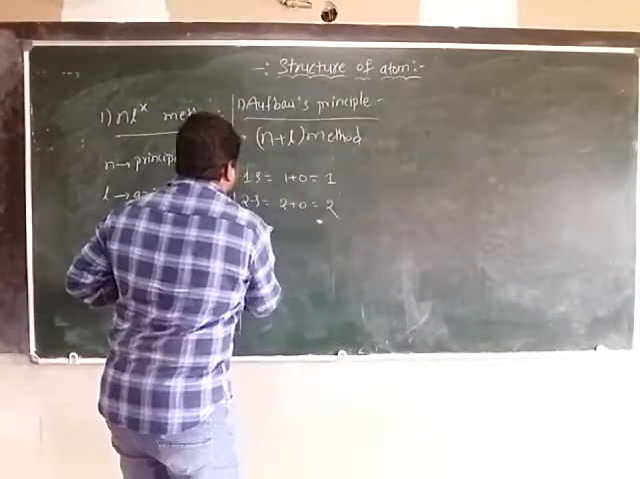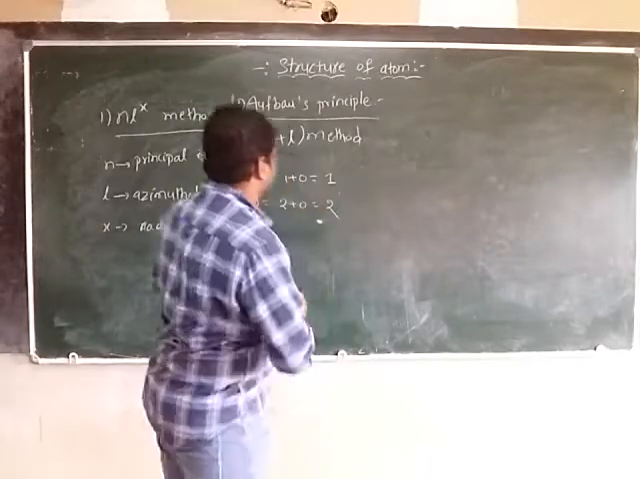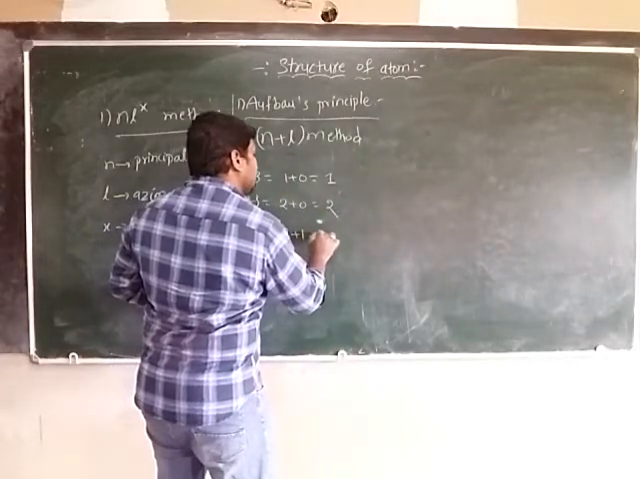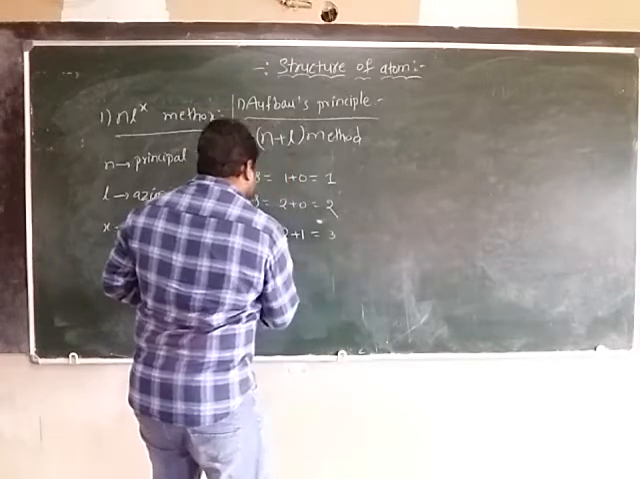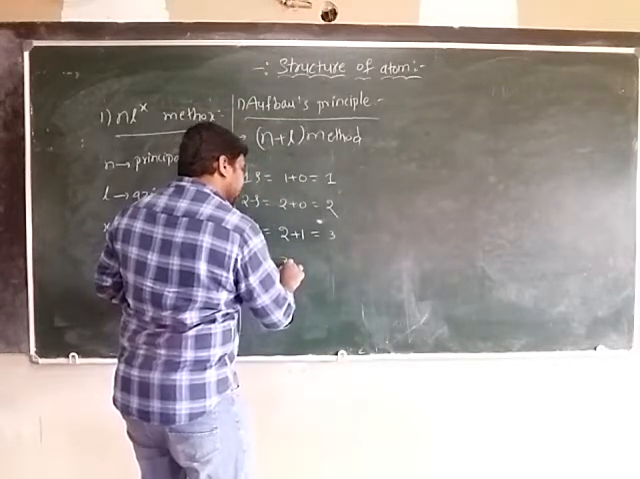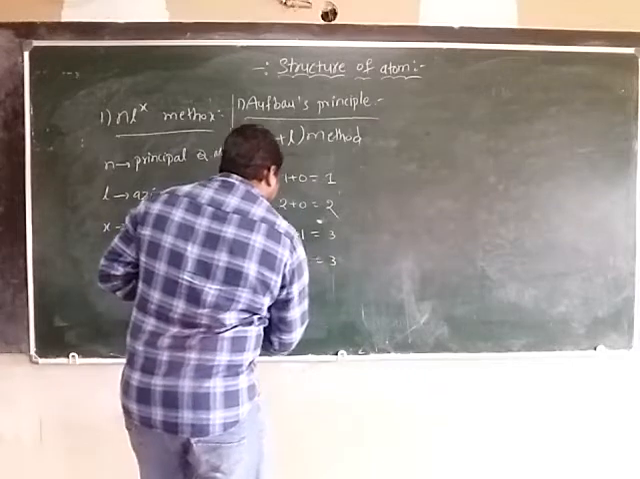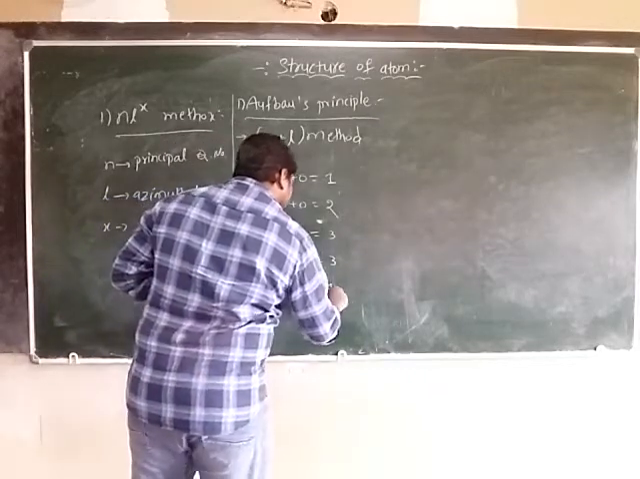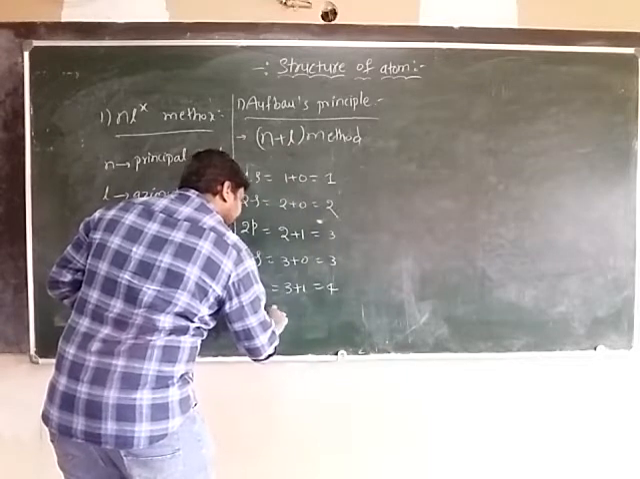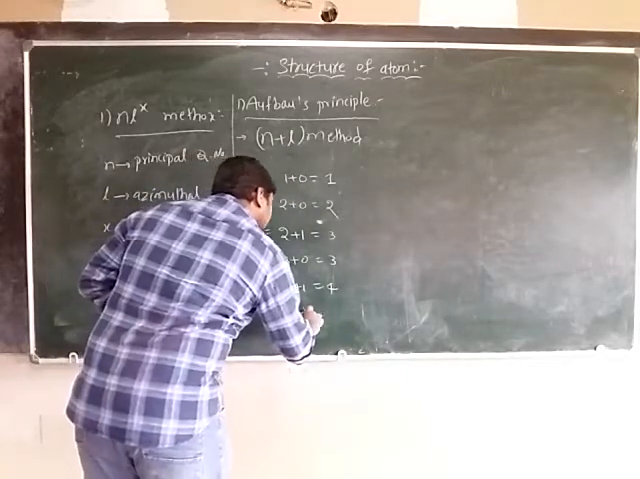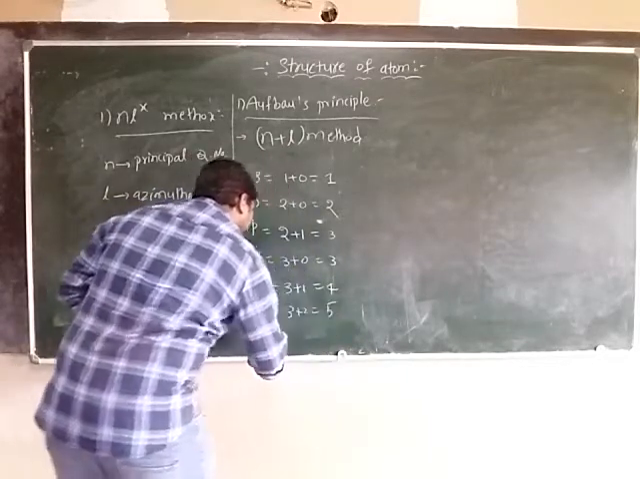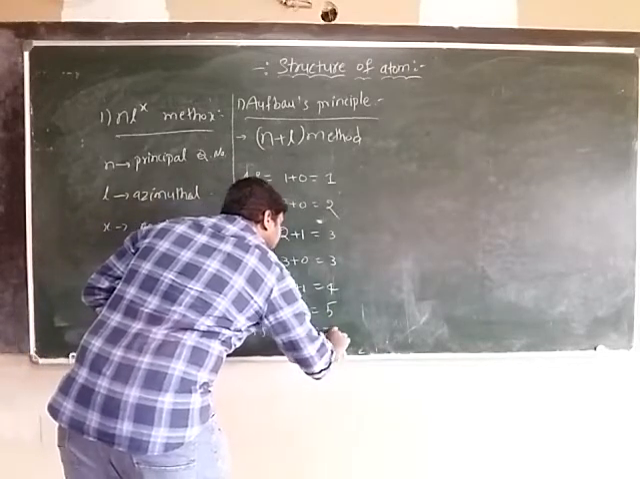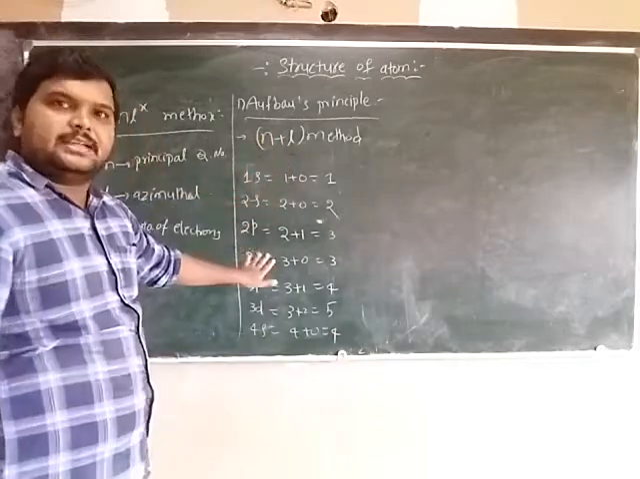2s, again the 2p, that is 2 plus 1, that is 3. Next 3s, 3 plus 0, that is 3. Next 3p, that is 3 plus 1, 4. Next 3d, 3 plus 2, that is 5. Next 4s, 4 plus 0, that is 4. So generally I have given the n plus l values.